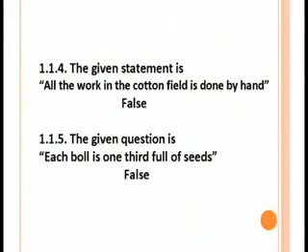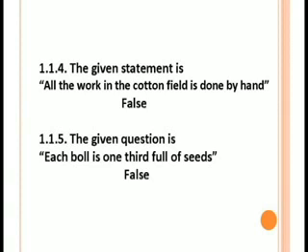Let's study question number 4. The given statement is, all the work in the cotton field is done by hand. The text says that cotton must be picked with care, and at one time, all the work in the cotton fields was done by hand. But now, most of the work is done by machine. According to the text, all the work in the cotton field was done by hand in the past, not nowadays. So, the given statement is false.